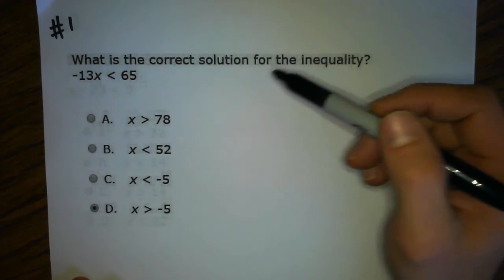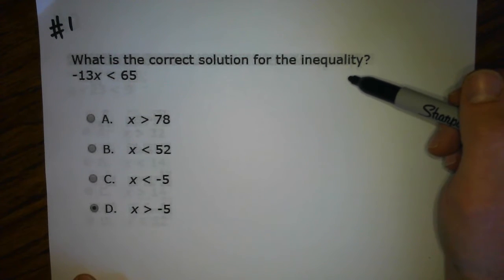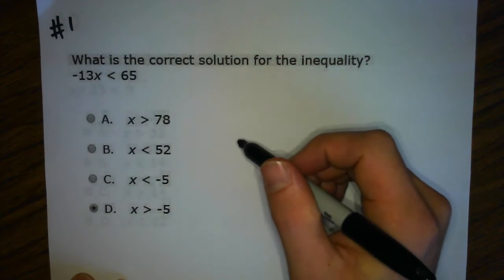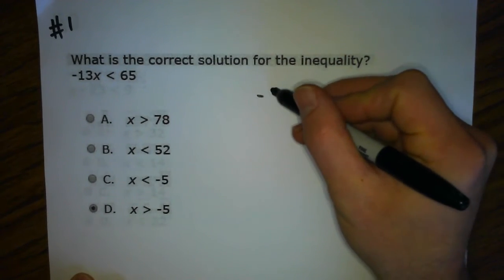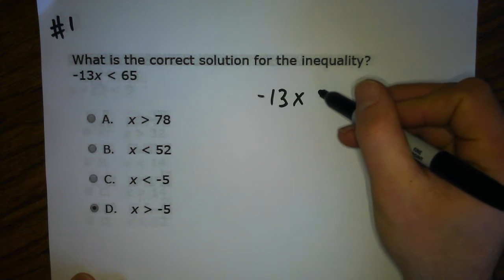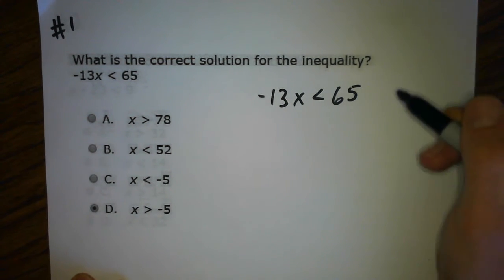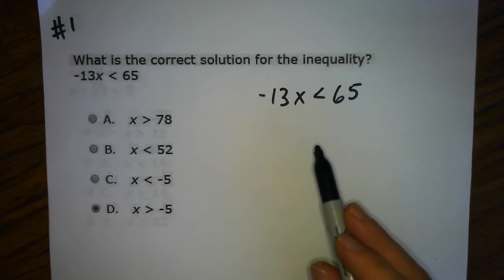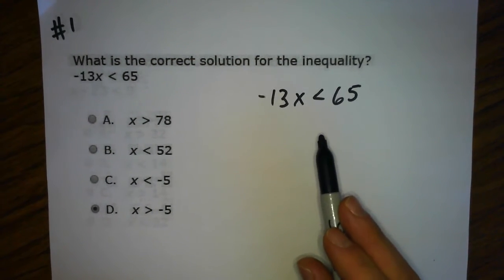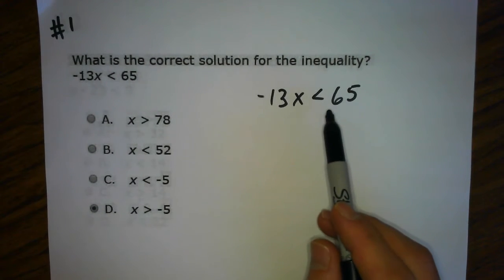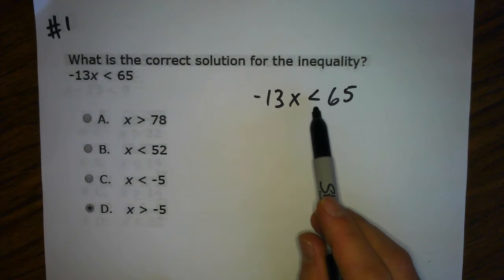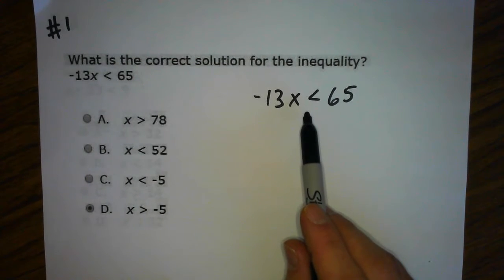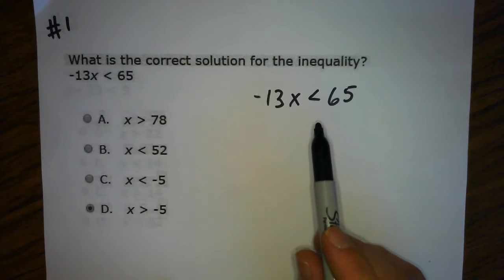Alright, so we're going to start with this one. What is the correct solution for the inequality? So the inequality is negative 13x is less than 65. I'll show you how to solve this. This is a one-step inequality. And remember, with one-step inequalities, these are just like one-step equations. The only difference is that instead of an equal sign, you have an inequality here. And then also you have to remember that rule: if you multiply or divide by a negative number, you must flip the symbol.